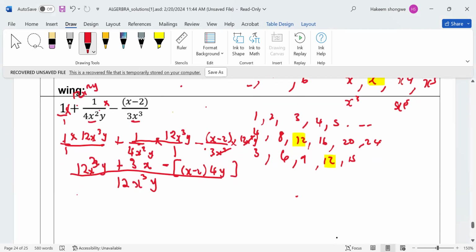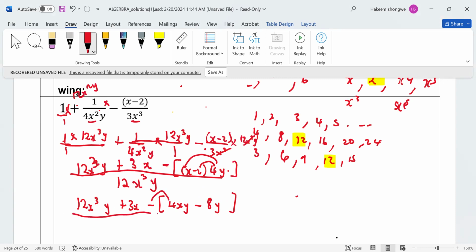So let's simplify this a little bit further. So I have 12x cubed y, plus 3x, minus open bracket. Now, remove the bracket. This one multiplied by this one multiplied by this one gives us 4xy. This one multiplied by this one, minus 8y. And then from here, you can say negative multiplied by positive. What is negative multiplied by positive?